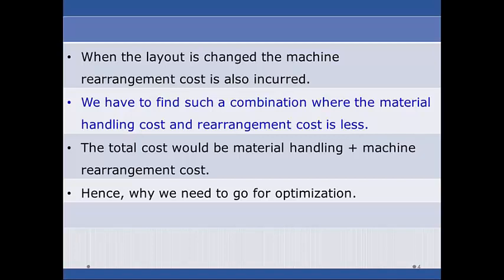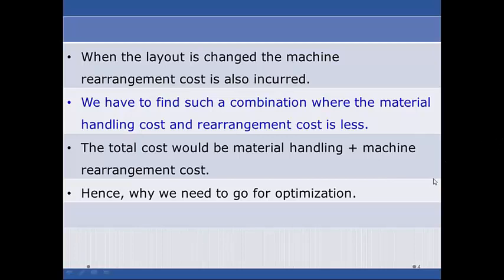So for that time period, some production is hampered, or for that time period, we will need cranes and all those things. So it will have some cost. That is the rearrangement cost. And material handling cost is the cost which is required to move from one machine to another machine. Generally, we select such an optimum sequence of the machines that we get minimum material handling cost, but at the same time minimum machine rearrangement cost. This machine rearrangement cost occurs between 2 time periods when we are changing the layout.